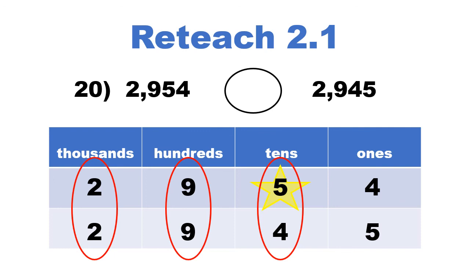All right. Here's the answer to number 20. 2,954 is greater than 2,945. Knowing that the 5 is greater than the 4 helps us determine that the 2,954 is greater than 2,945. And once again, that alligator mouth is eating the greater number, and the arrow is pointing to the lesser number. All right, get ready to do some all by yourself.